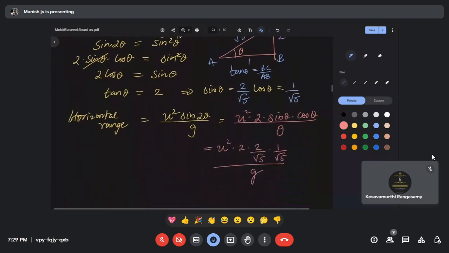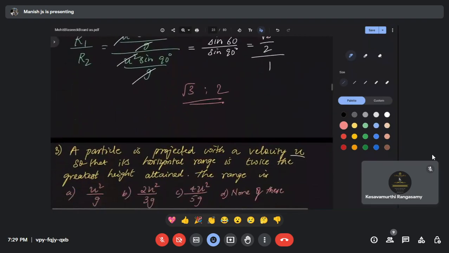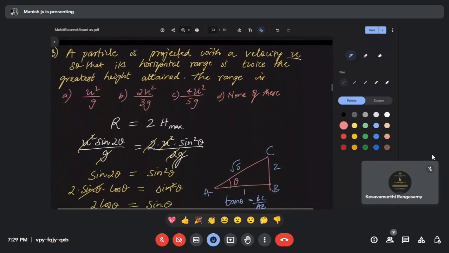So now you go for simplification. What are you getting if you simplify this? Root 5 into root 5 becomes 5. So 5g on the bottom, and on the top you're getting 4u square. 4u square divided by 5g. So the answer is option C.